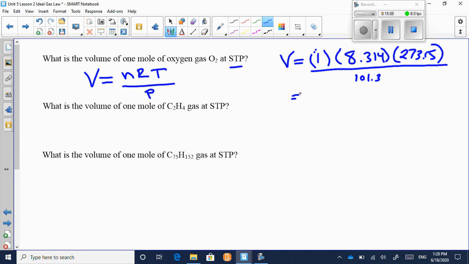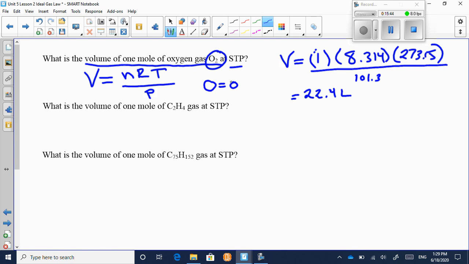All right, so when I type that into my calculator, 8.314 times 273.15 divided by 101.3 kPa, I get a value of 22.4 liters. Okay. So the volume of 1 mole of oxygen gas would be 22.4 liters. An oxygen gas molecule is just two oxygens bonded together, just like that.